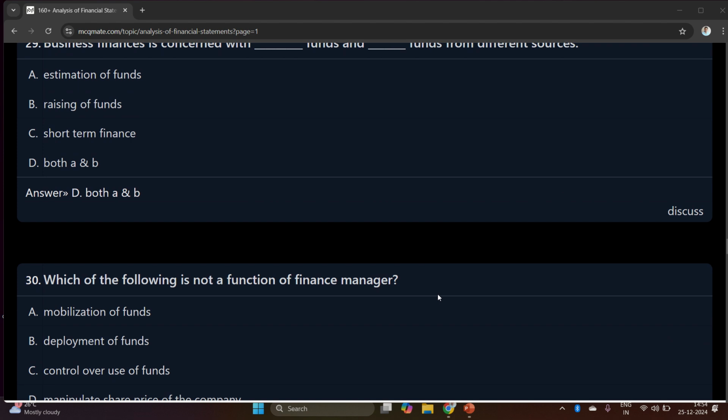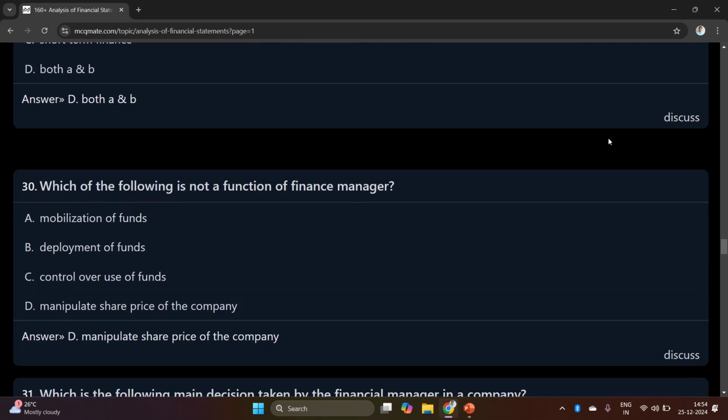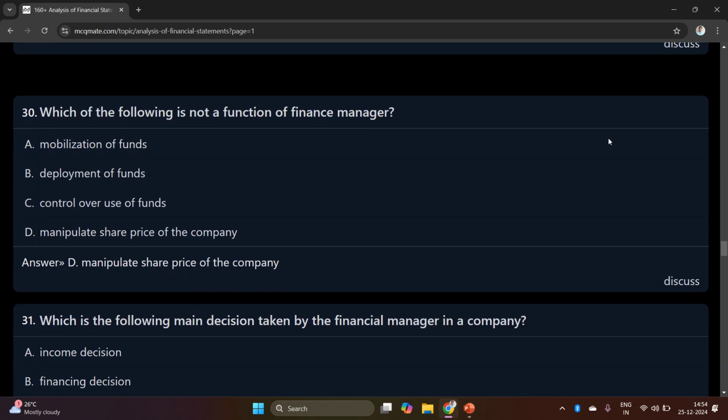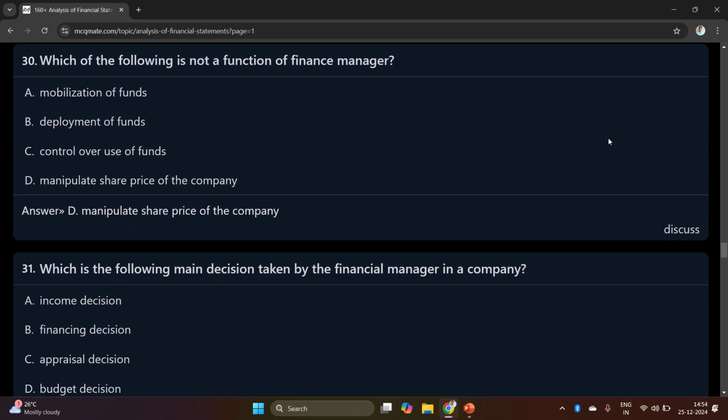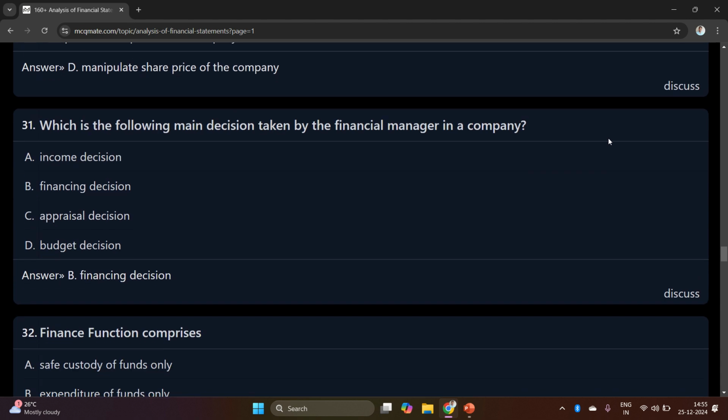Which of the following is not a function of a finance manager? Manipulating the share price of the company. Mobilization of funds, deployment of funds, and control over use of funds are all functions of financial management. Which is the main decision taken by the financial manager in a company? The main decision taken is the financing decision.